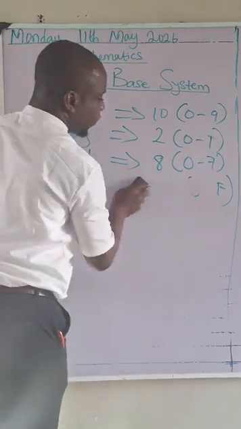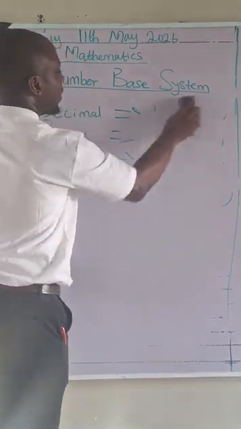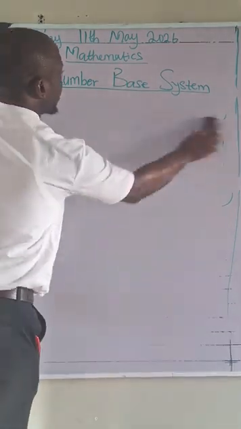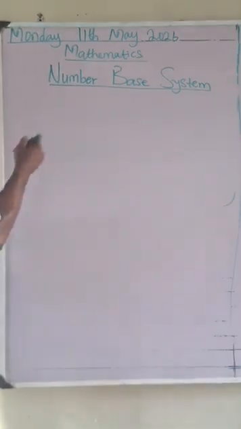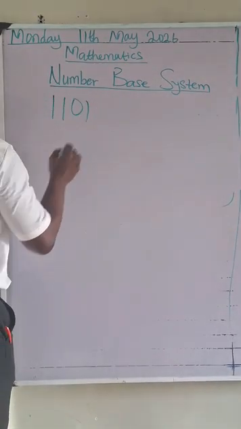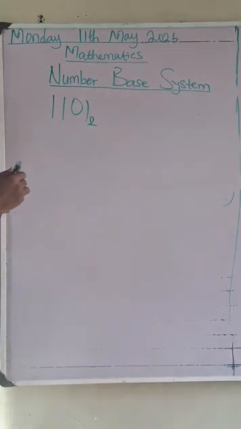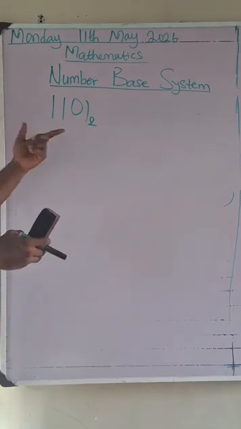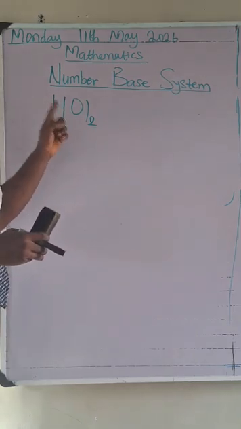So if you have, for example, let's see something here. If I am given a number such as 1101 base 2. Don't forget, we said that a base 2 is a number in binary, right? And we said that a binary number contains only zeros and ones.